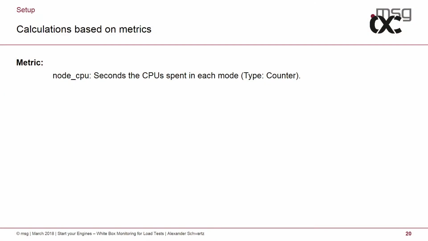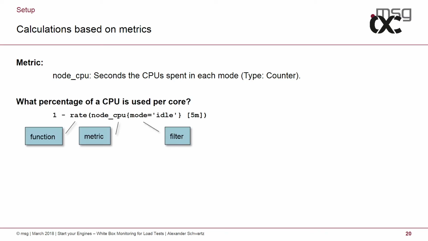But, well, this number of CPU seconds is quite boring. It's always counting up, but humans are interested in other things regarding CPUs. And because all of this is stored in the database, you can actually calculate on that. So in this very middle, node CPU, there's my metric. You can filter it by mode. You can apply a function to this to calculate the rate of change, how many CPU seconds have been used in a 5-minute interval as a rate, and then find out the inverse of that. So this expression gives me the percentage of a CPU, how much of the CPU core was used.